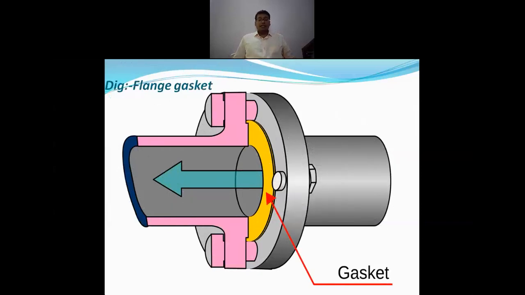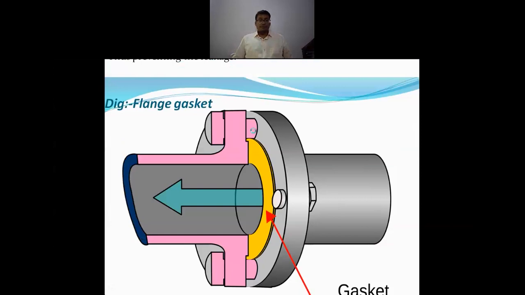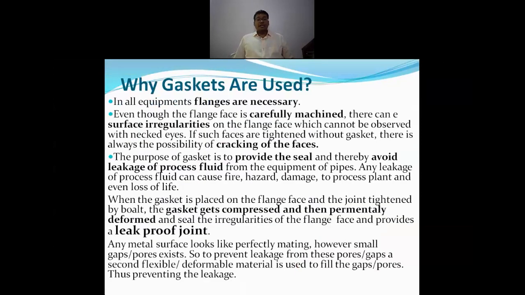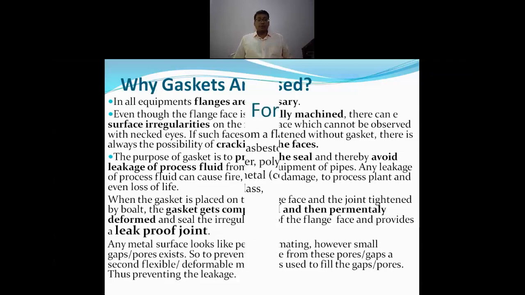This is another figure representing the gasket in between the two flanges. This is the cut section of a flange. Now why gaskets are used, that is what we have talked about. The basic purpose is a leak proof joint. That is the main concern related to the use of the gasket.